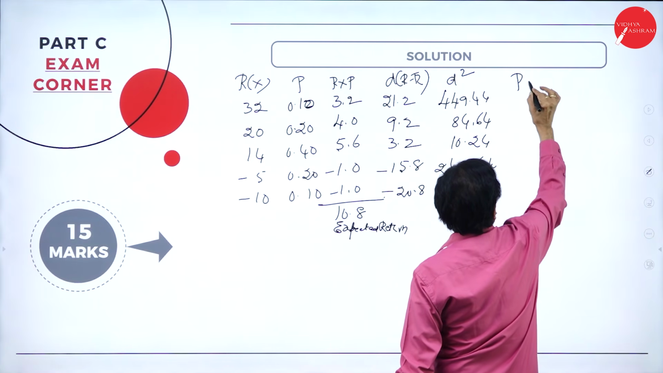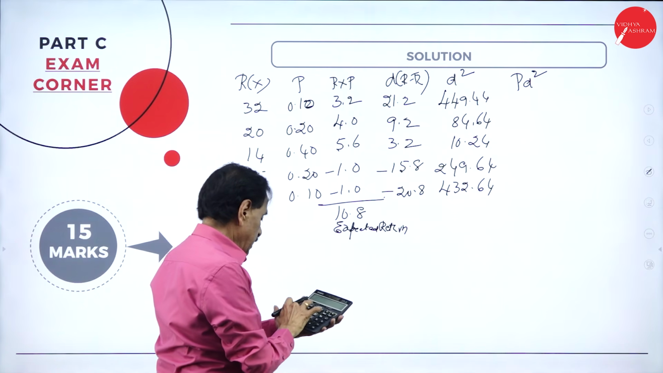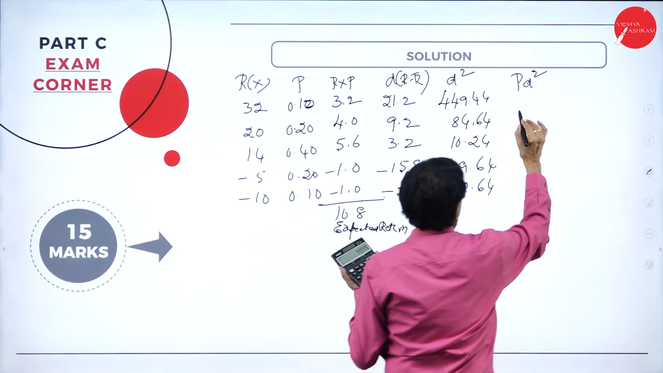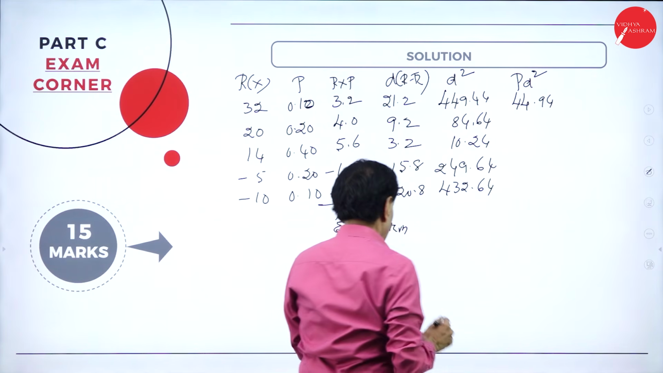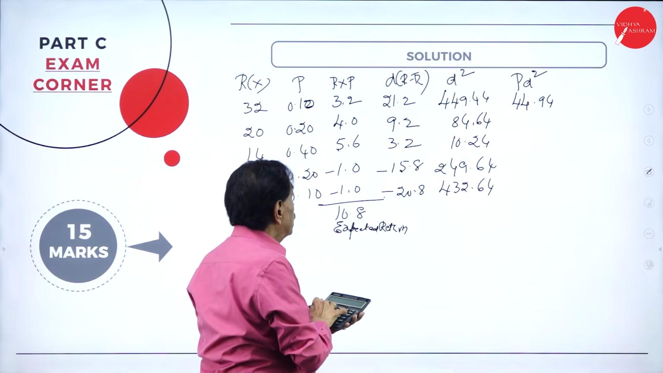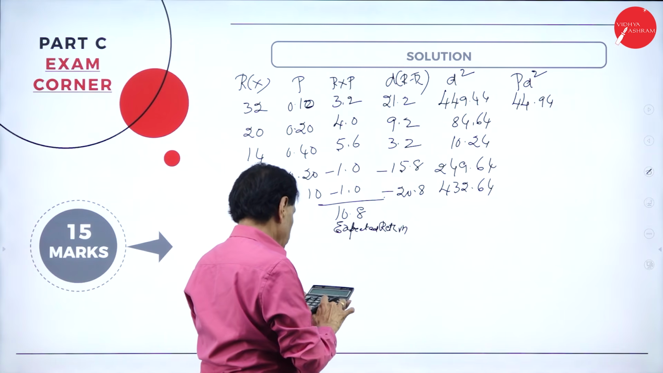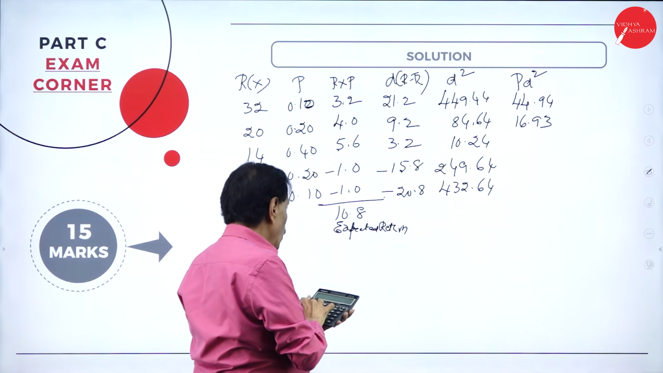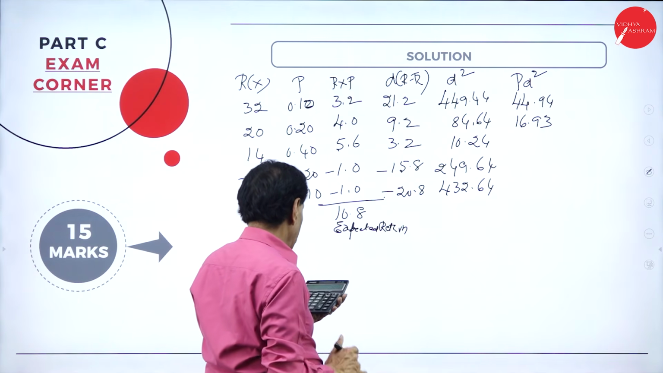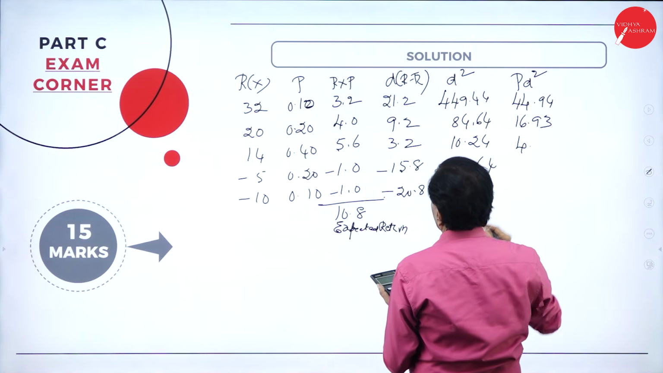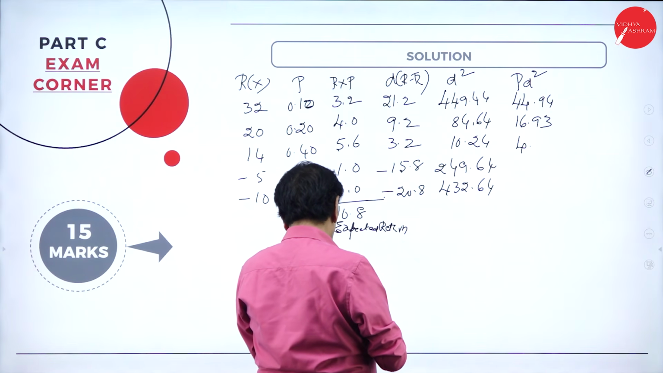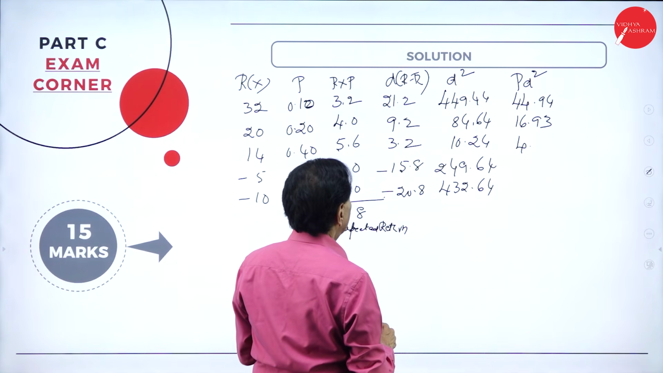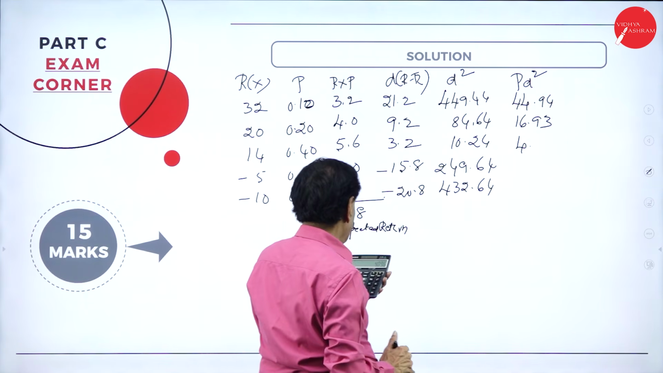Then d square multiplied by probability. 449.44 into 0.10 is 44.94. 84.64 into 0.20 is 16.93. 10.24 into 0.40 is 4.096. I'll repeat, 10.24 into 0.40 is 4.096.